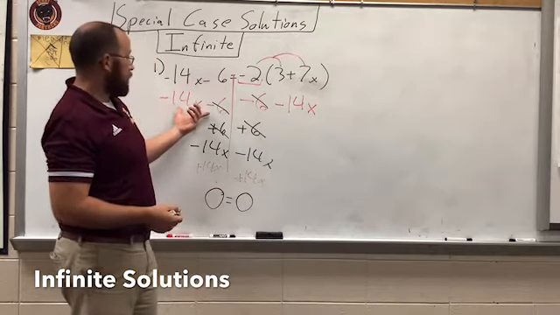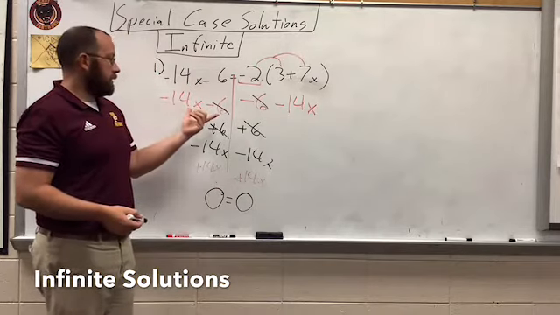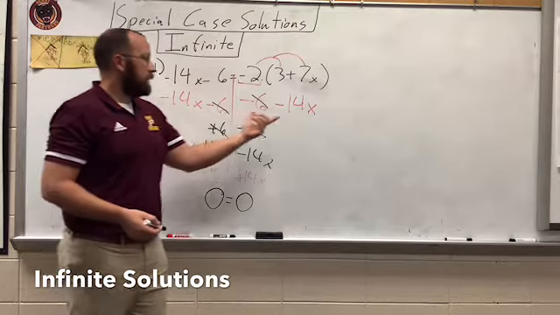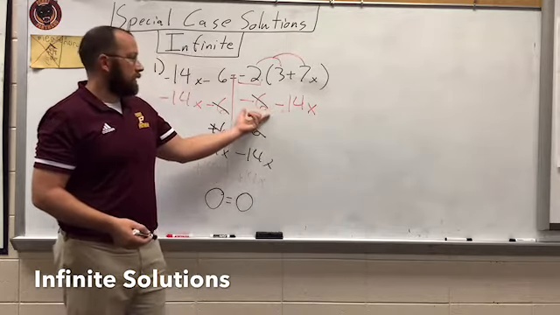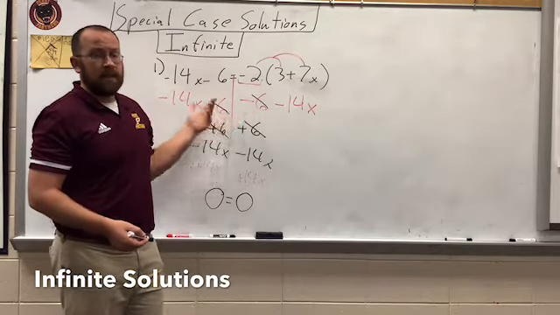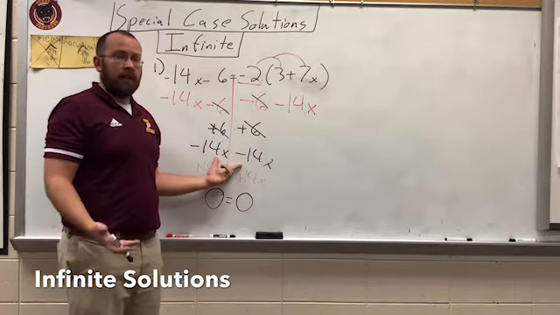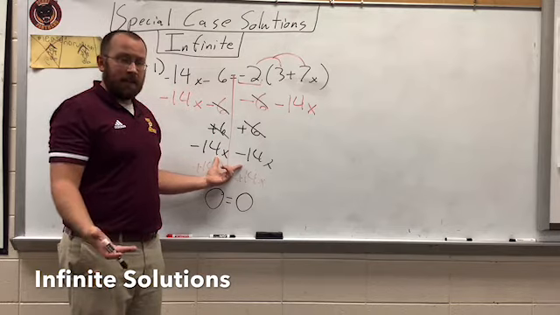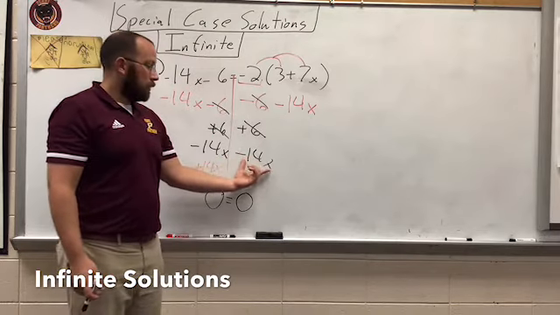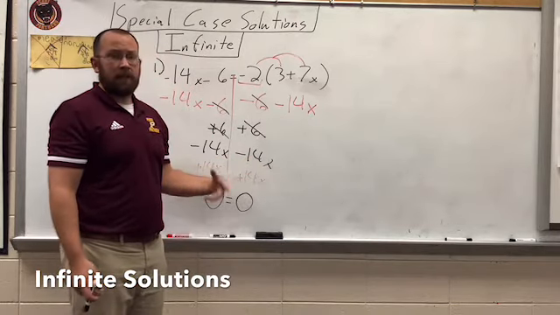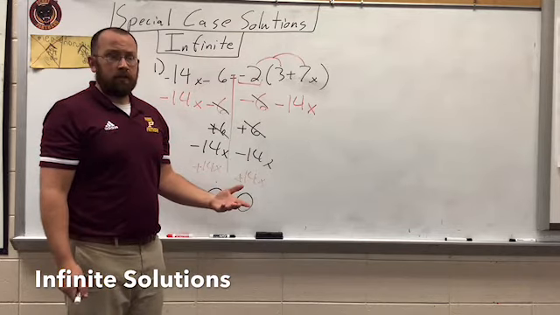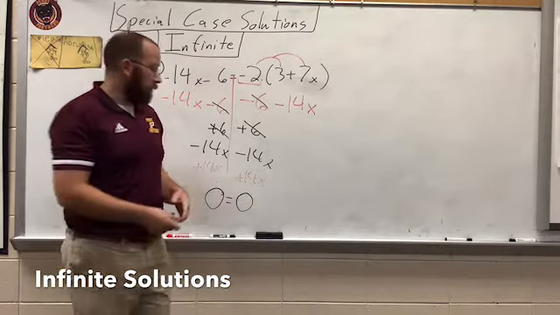So for it to be an infinite solution, it has to mirror itself. Up here I can see it, negative 14x minus 6, negative 14x minus 6. It's the same thing. I could have stopped right here and said, all right, negative 14x, negative 14x, same thing. So it doesn't matter what I put into that x, I'm going to get the same thing on both sides. And I'm going to prove that to you right now.